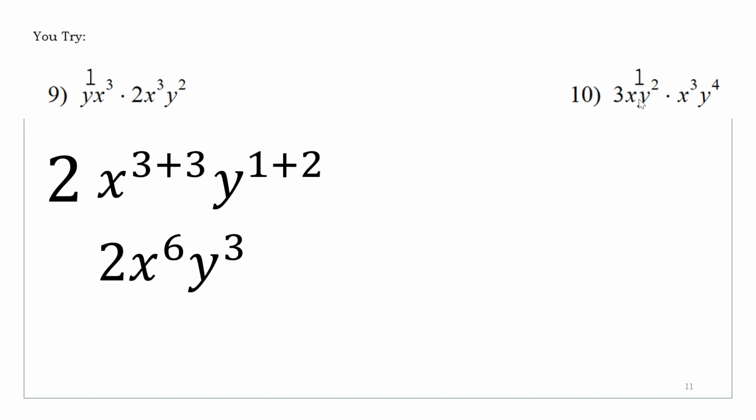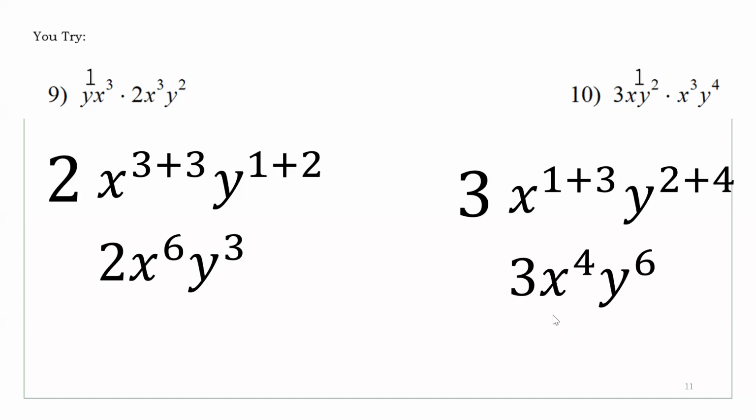Next one, I got a 1 on that x, and then we got 3. We got no other number, so we bring down the 3. 1 plus 3 is 4. 2 plus 4 is 6. So we end up with a final answer of 3x to the 4th y to the 6th.